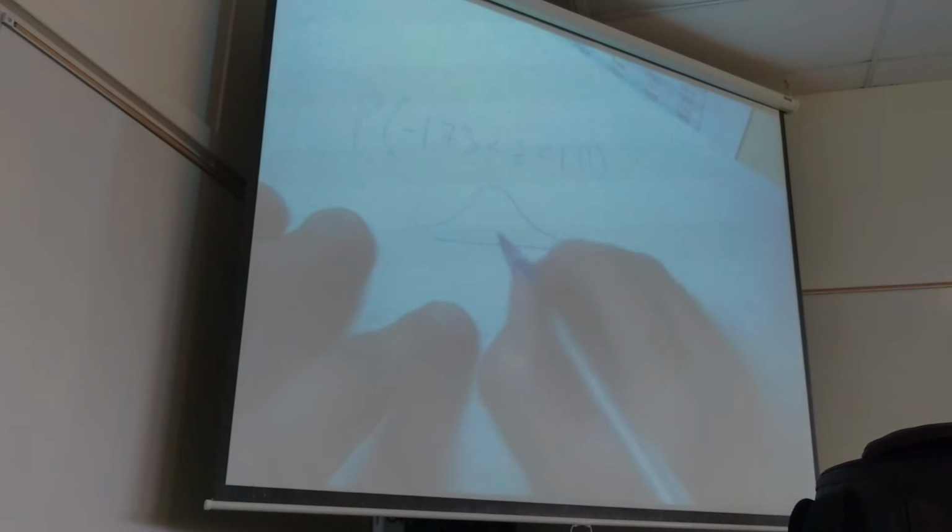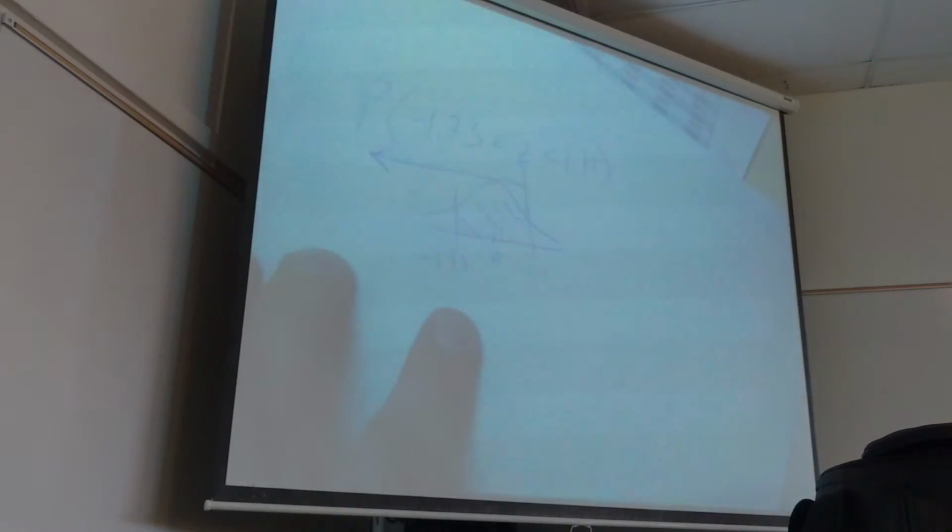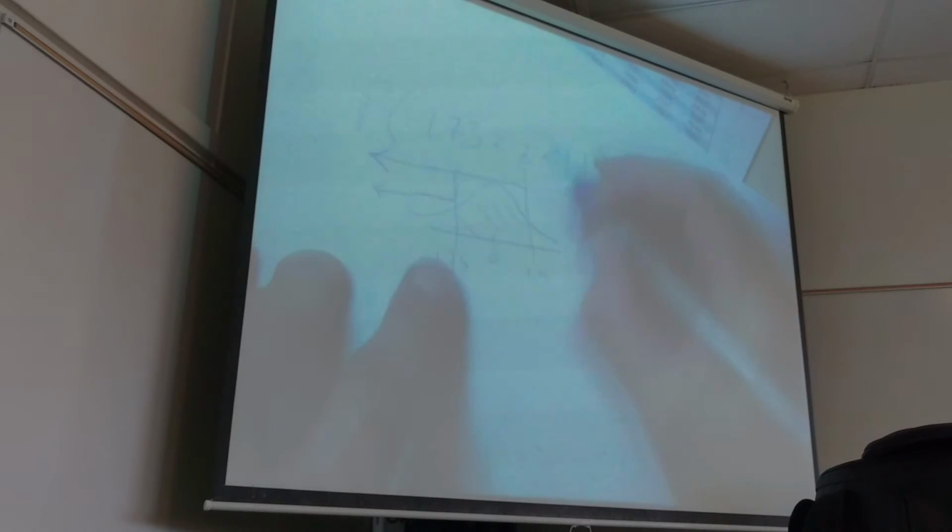Alright. Here's 0. Where's negative 1.73? 1.11? So that's the area I want. Now how am I going to do this? If I look up 1.11, don't I get all of this area? I get the whole area below it. But I want to stop here. So if I look up this area, I can just subtract the areas.